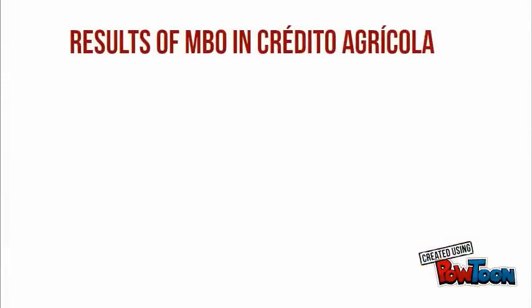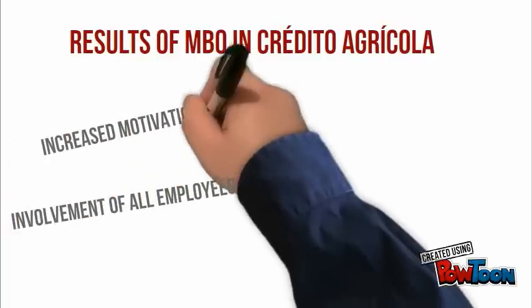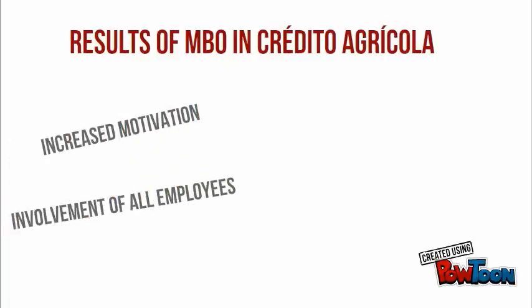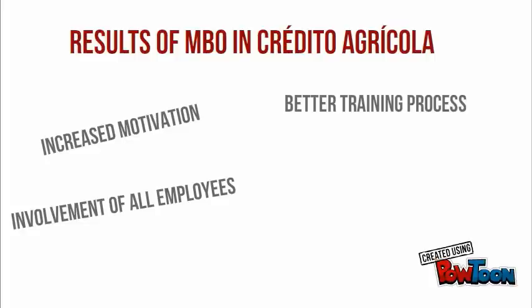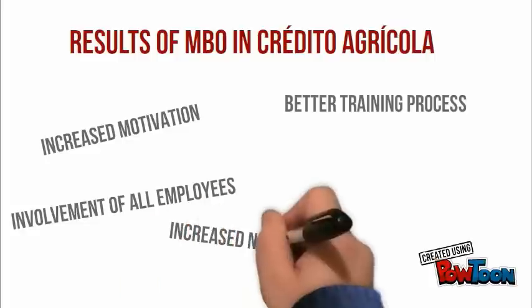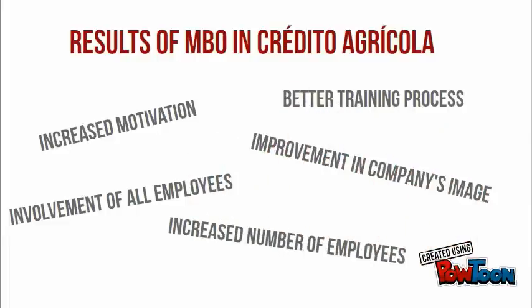From 2012 onwards, results were clearly positive as all employees were involved in the software's introduction, motivation and happiness increased as 97% of employees were satisfied in the workplace, the training process improved as 93% of the employees were trained according to their needs, the number of employees actively working increased, and the company's image improved as Crédito Agrícola was nominated the best insurance company in Portugal both in 2013 and 2015.